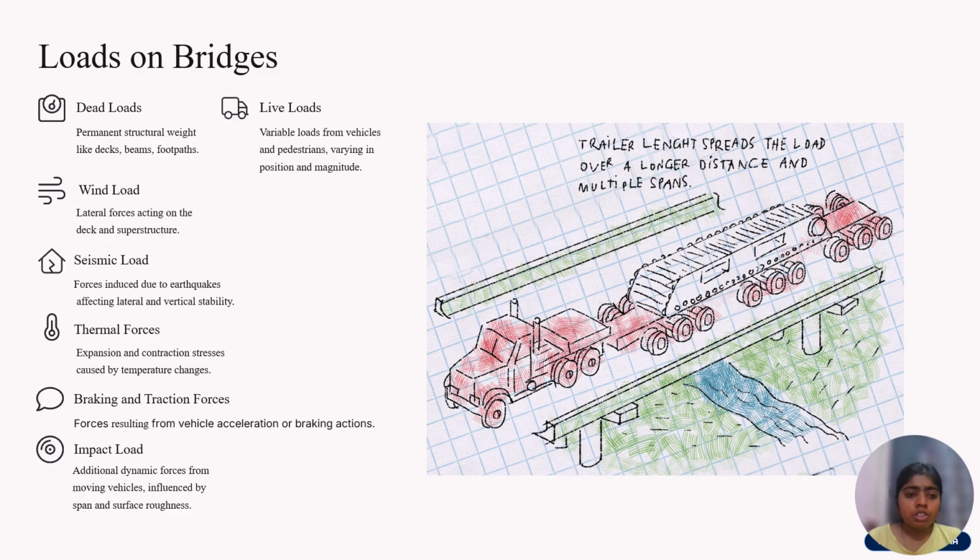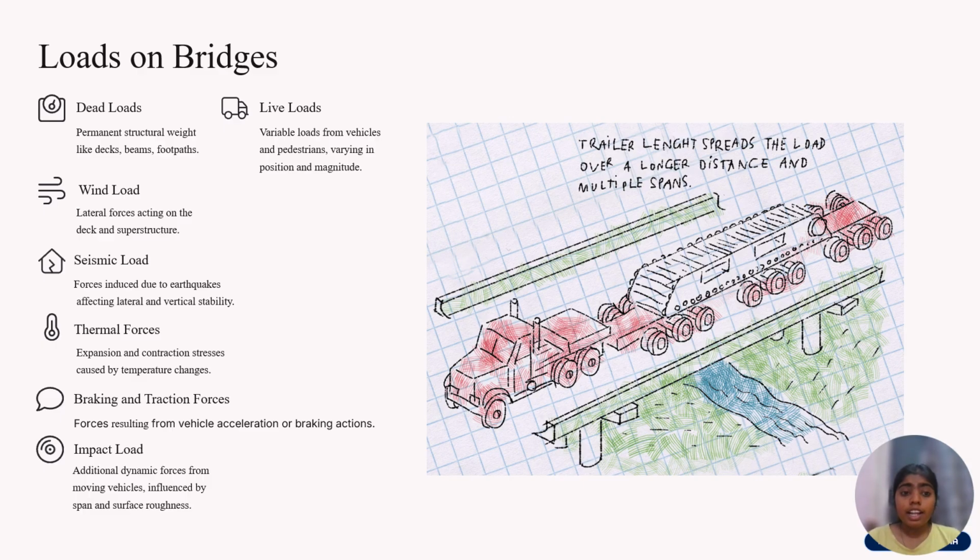What is dead load? Permanent structural weight like decks, beams or footpath. Dead load means the bridge itself is a dead load. The parts of the bridge are dead load. Let's take one example. There is a bridge, then the surface of the bridge, where the vehicles travel, is a dead load for the bridge. Then the girders of the bridge are also a dead load. Then the beams and poles, in general terms, where the bridge is situated above, are a dead load. This is the example of dead load.